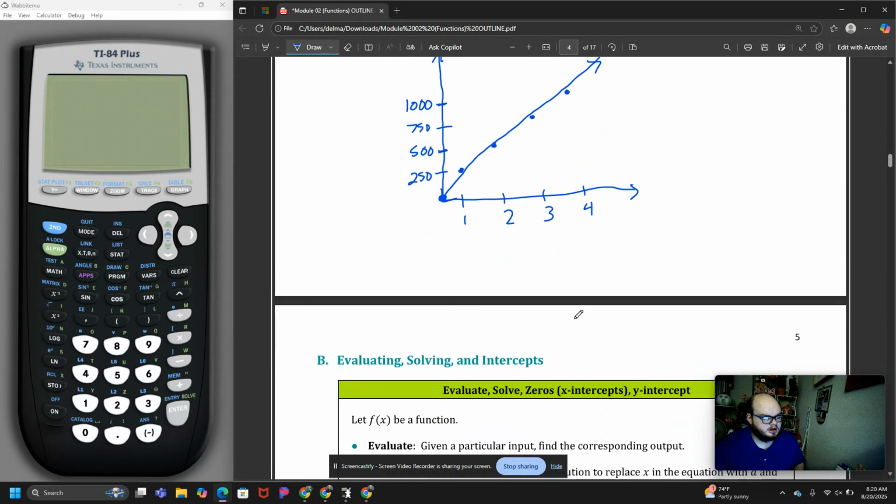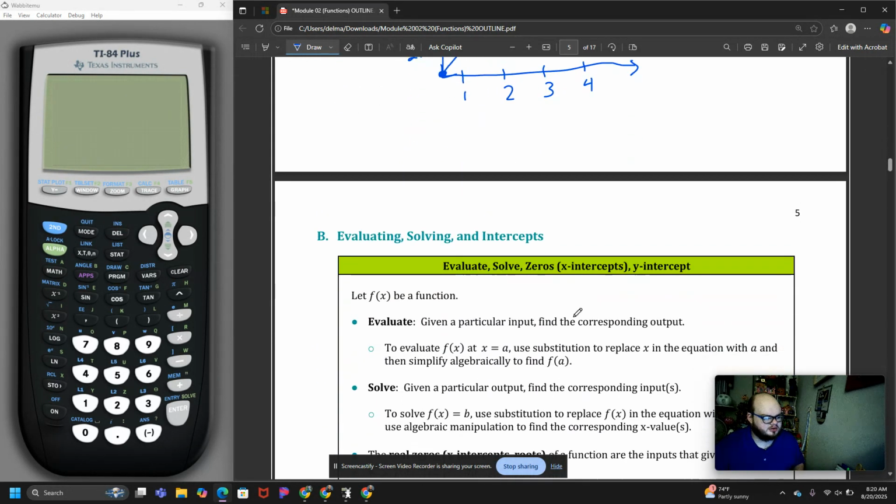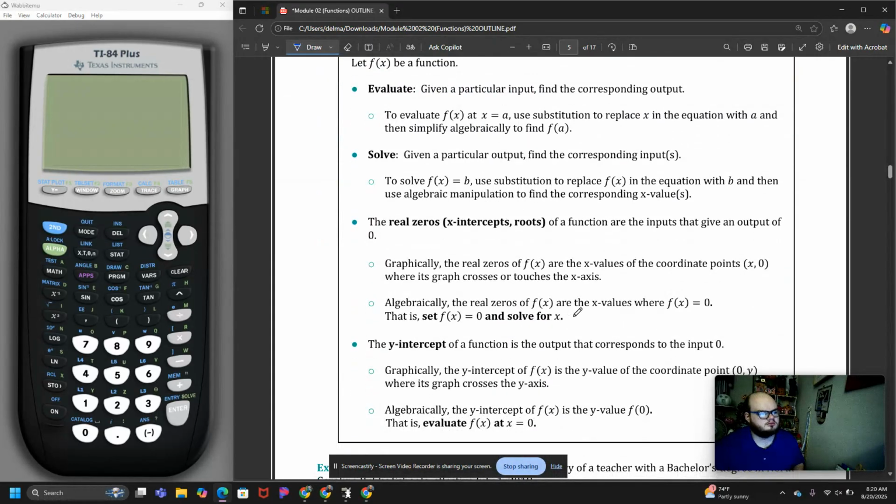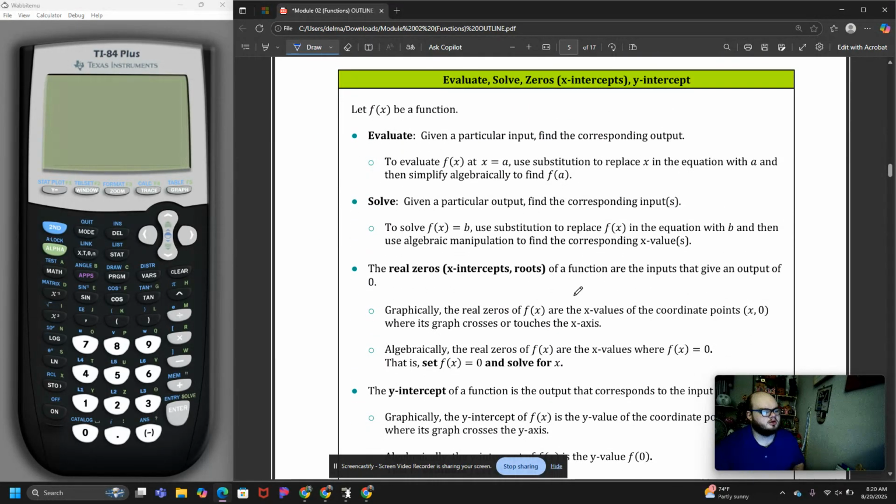Now let's work on evaluating and solving. Sorry about that. Sometimes my mouse wants to argue with me. So we're going to evaluate and solve for zeros, x-intercepts. So x-intercepts are called zeros. As we get on into the course, they'll be called some other things. There's a lot of words for x-intercepts. It's one of those things where when you know the vocabulary, you know what to do.